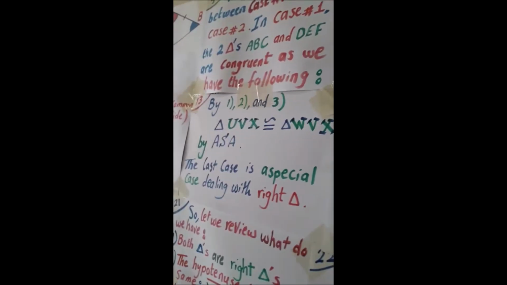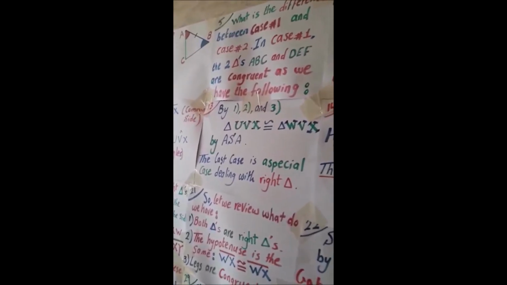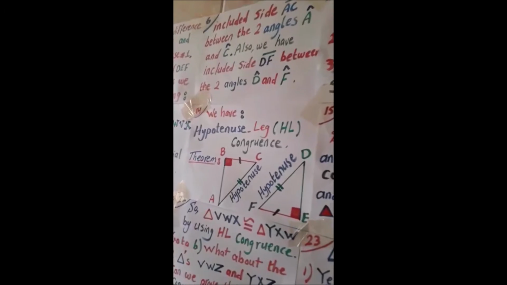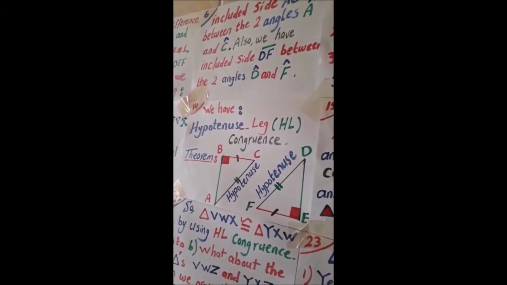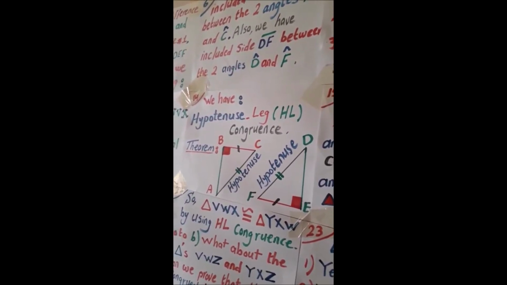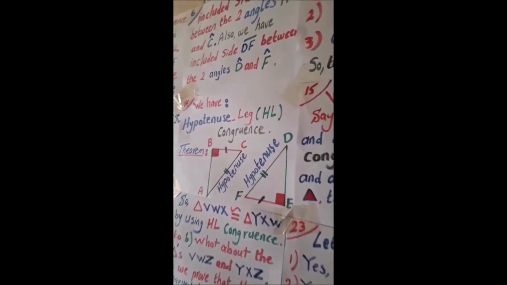Okay, guys? Now, guys, to finish this lesson, the last case is a special case dealing with right triangles. Let me move to this paper. We have a case, we call it hypotenuse, leg, or HL congruence. Let me move step by step.